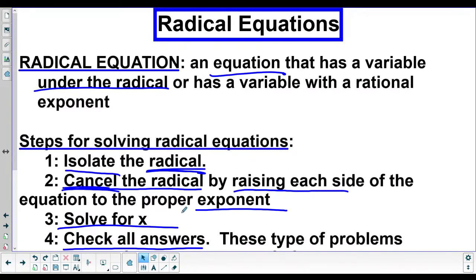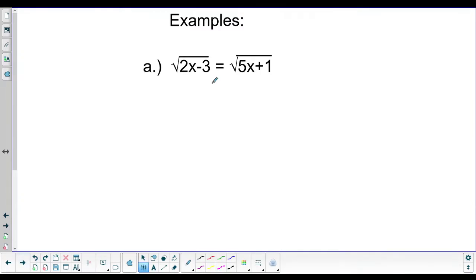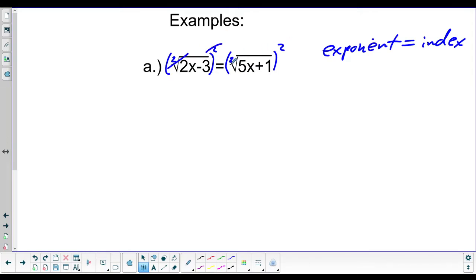which is cancel the radical by raising each side to an exponent. The way we pick the exponent is: exponent equals the index of the radical. The index is the little number that's on the root. Here we don't have it, so it's the invisible index of 2. Because we have a second root, the way we cancel that is with a second power. Whatever the index number is, you do that exponent. So squaring cancels the square root. Squaring cancels this square root as well.